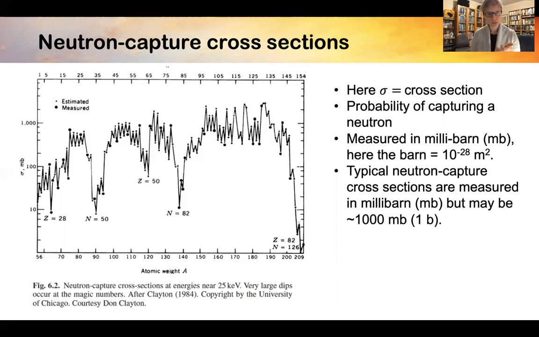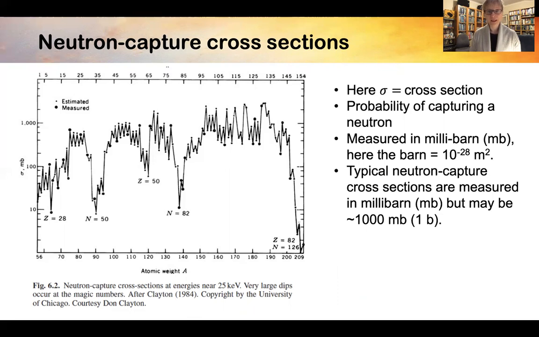But the thing that I really want to highlight here is that we've located a few points: Z of 28, N of 50, Z of 50 and N of 82, as well as Z of 82 and N of 126. Notice that the sigma cross sections at those particular points, which correspond to magic numbers of neutrons or protons, are orders of magnitude lower than neighboring nuclei.